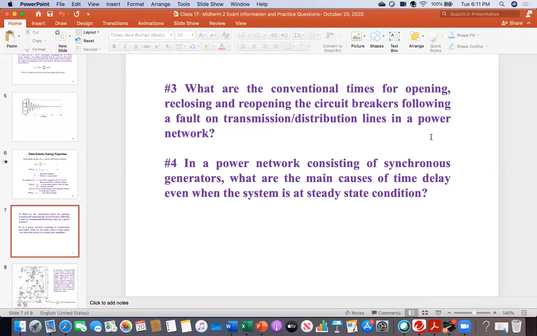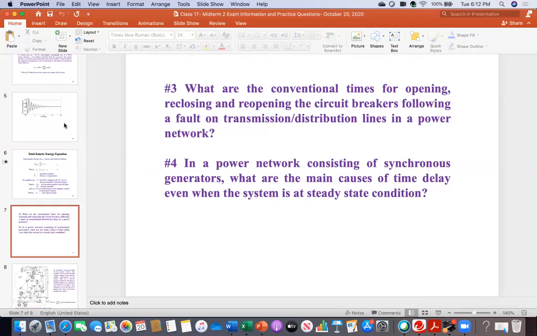Now there are very fast circuit breakers. In some examples I have seen, a circuit breaker can open at 1.5 cycles. That is the fastest I have seen so far. Typically 2.5, 3, and then the maximum is 5 cycles. So if you are asked this question, for the conventional approach, the opening time is within 5 cycles. Then after the breaker has opened, you have to reclose it.